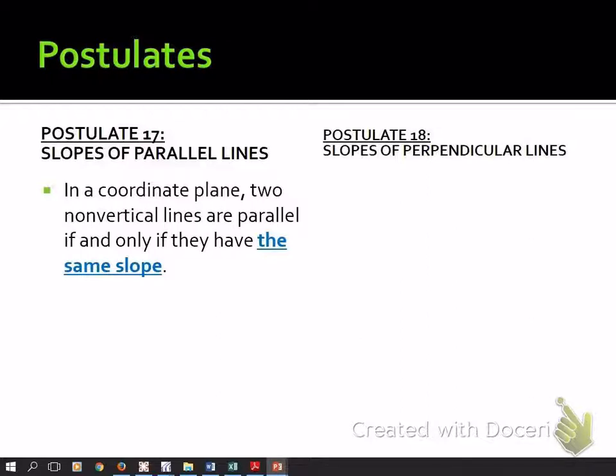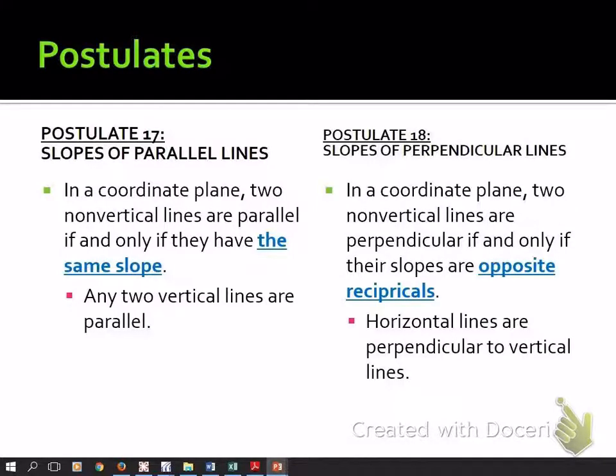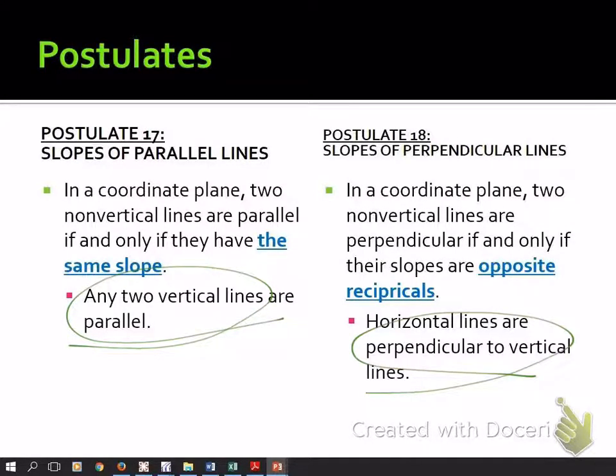Perpendicular lines. Do you remember what's true about perpendicular lines? Remember that perpendicular lines form right angles. Their slopes are not the same. Their slopes are opposite reciprocals. Flip it and switch it. Right? They're opposite reciprocals. Quick note here: any two vertical lines are parallel, and all horizontal and vertical lines are perpendicular. I think that makes enough sense, but it's worth noting.